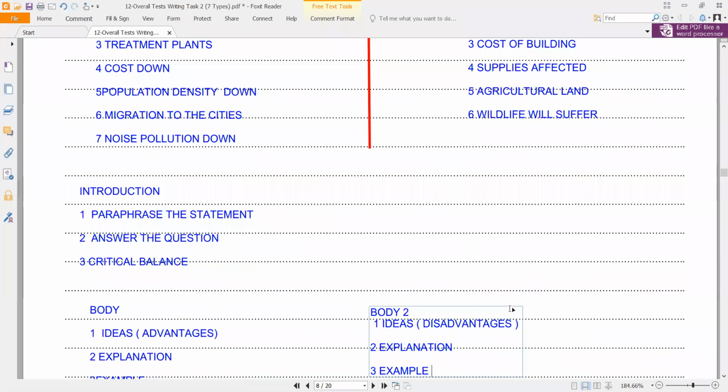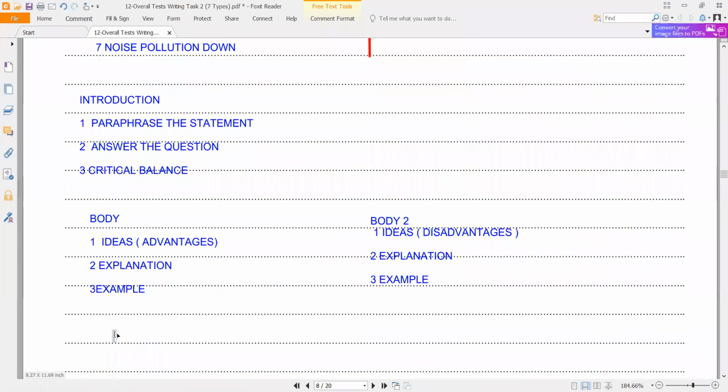The last part is the conclusion. Because you've already talked about everything, all you need to do is to give a verdict that, keeping in mind the advantages and disadvantages, it is quite clear that the advantages easily outnumber the disadvantages. That's it.